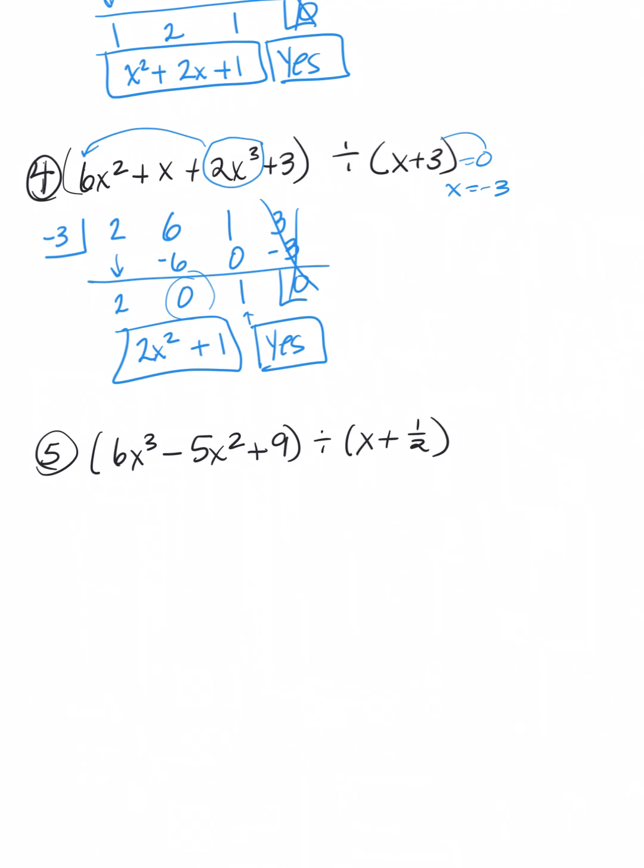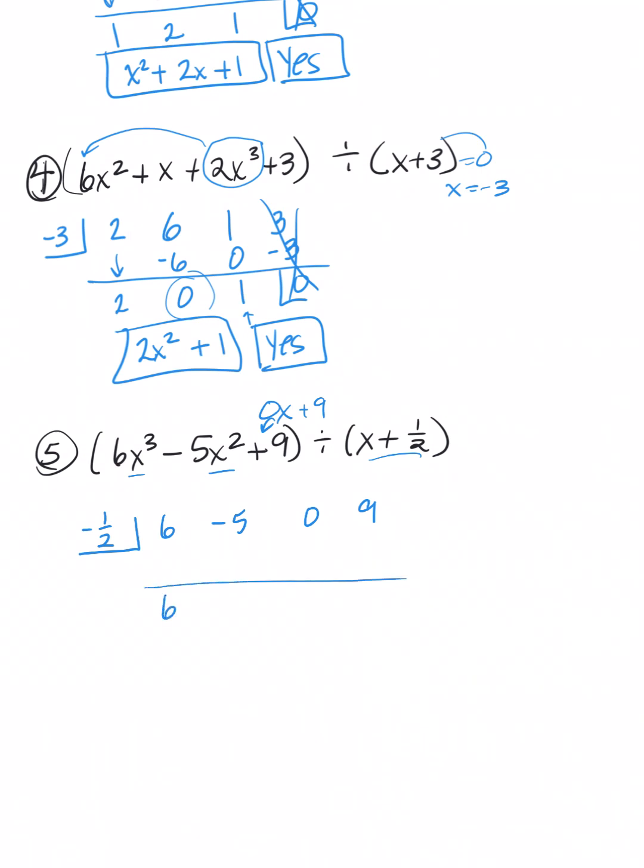Now last one, all right? Let's do this. Look, our exponents go x to the third, x squared. I'm missing an x term, so I need to have a 0x in there as a placeholder. So that will work for my coefficients. So I'll have 6, -5, 0, and 9. Now over here, do it in your head, this will be -1/2. So don't let that fraction freak you out. I'll show you how it's going to work.